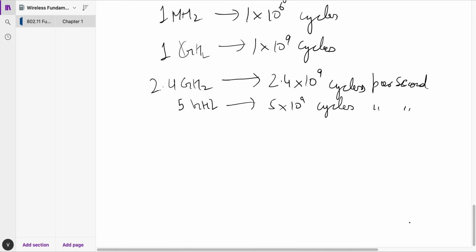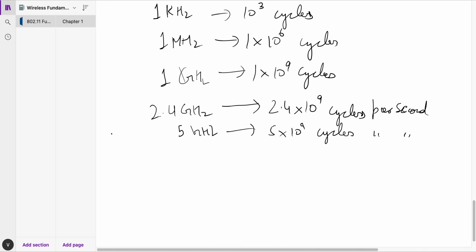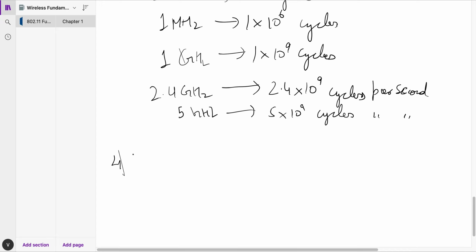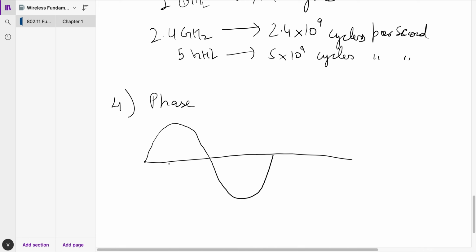Okay. The next is of course the fourth characteristic, which is phase. Now, phase is nothing but a relative term, phase of a signal. When we talk about phase, we are always talking about two waves, not just one. So here it is. If I draw a wave like this, and the other wave is something like this.